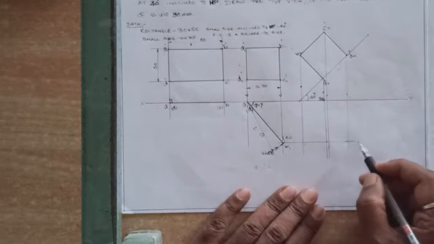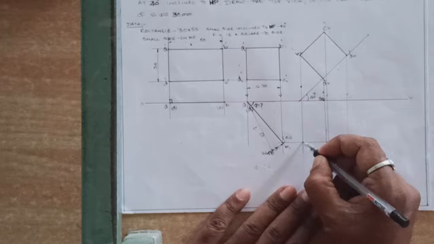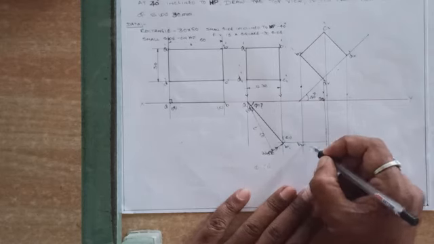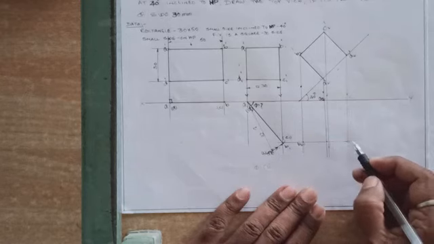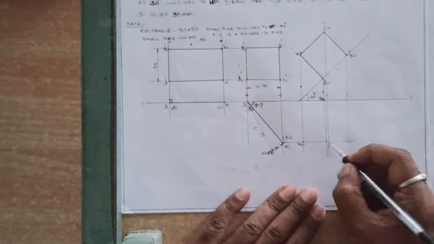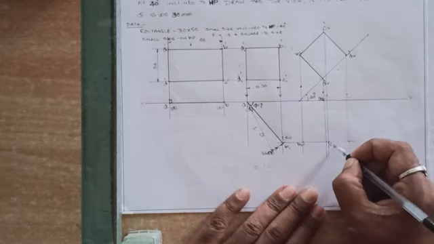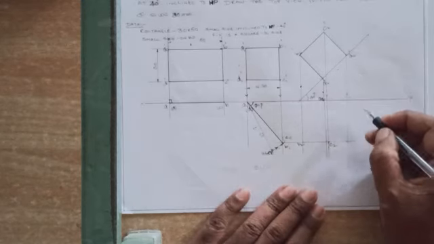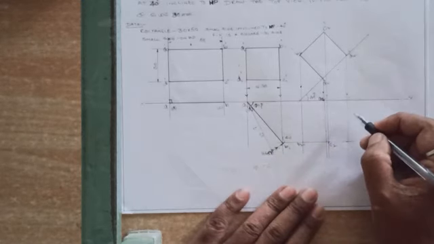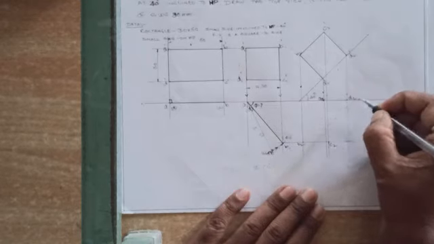Similarly, B1 horizontal and B2 vertical. Here you can write B2. Again, C1 horizontal and C2 vertical. Here you can write C2. Again, D2 vertical and D1 horizontal. Here you can write D2.